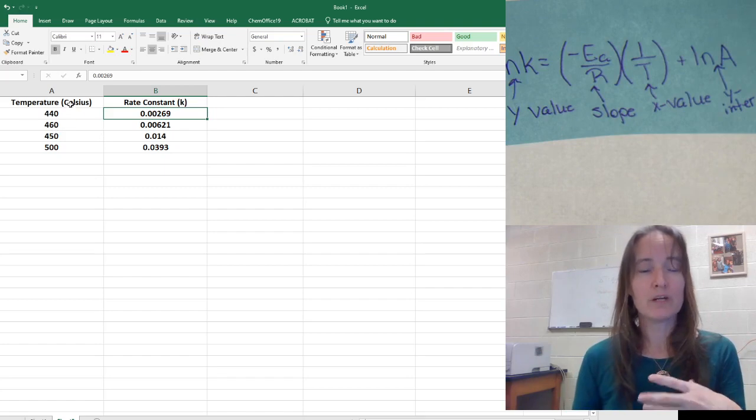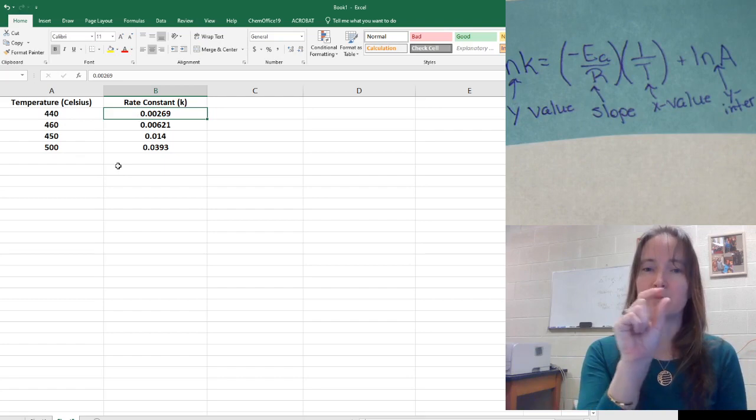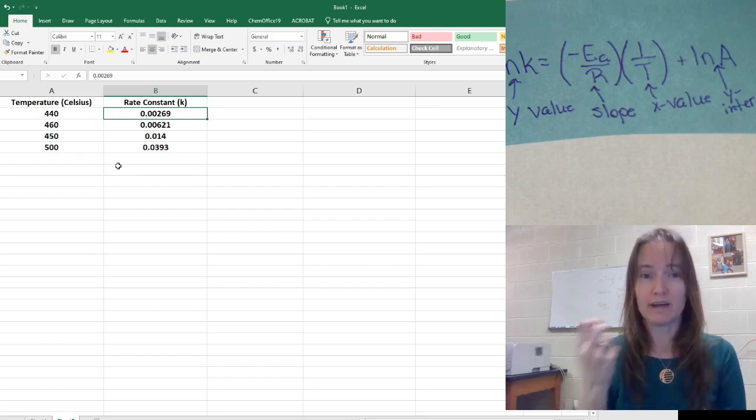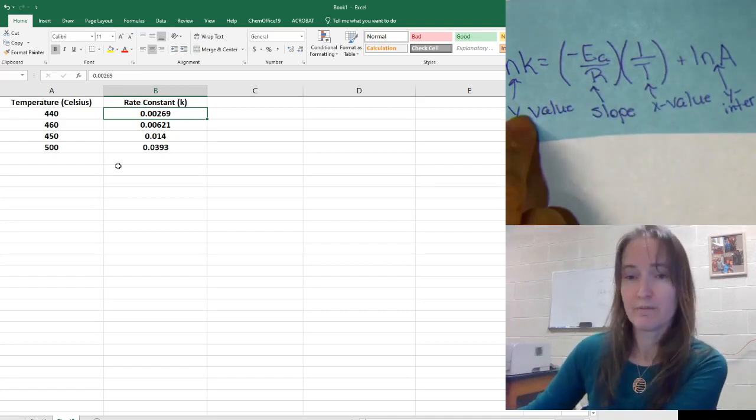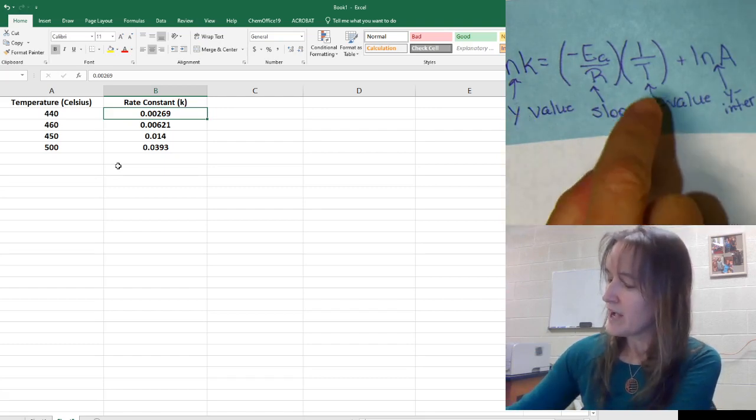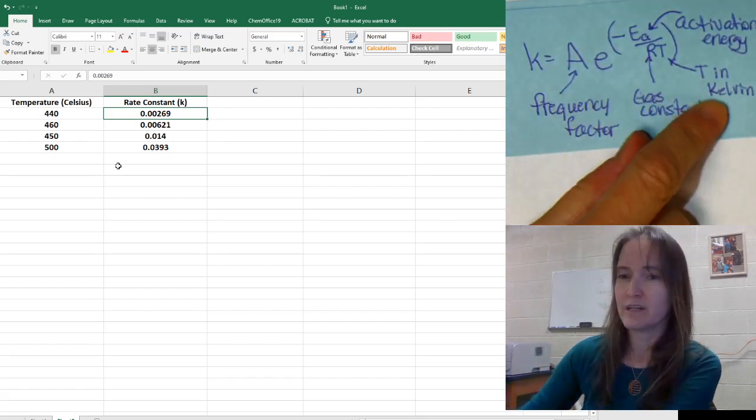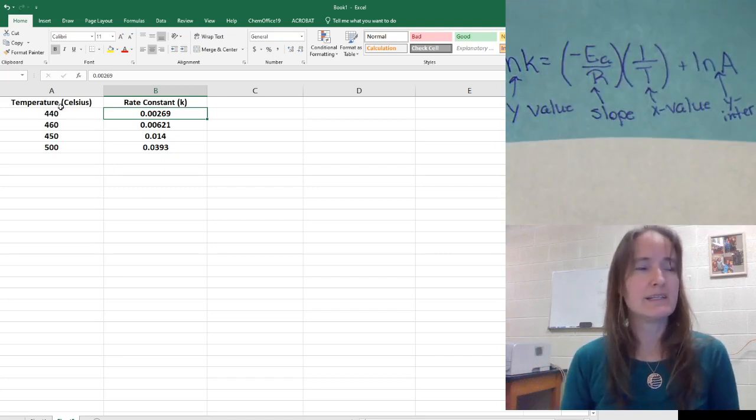And so what you want to do is plug in the data that you're given. I have plugged in the Celsius temperatures and the rate constant. And you want to put headings so that you know what the data is that you have entered, because we want to use this data. What we want is to graph x versus y. Our x value is 1 over temperature, but the temperature has to be in Kelvin. So you want to look at your data and see, is my data in Kelvin? The data that we were given was in Celsius.